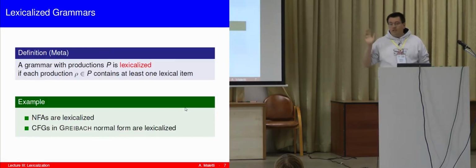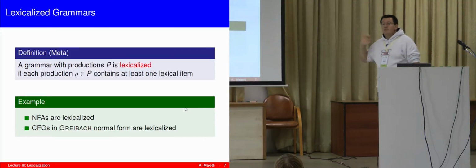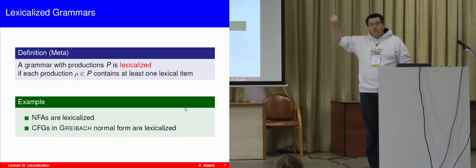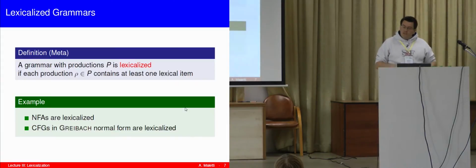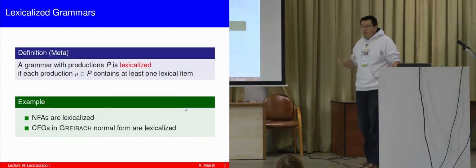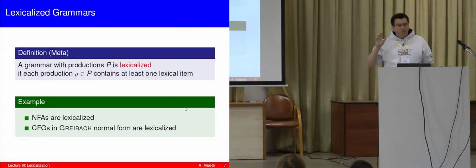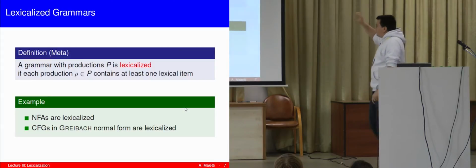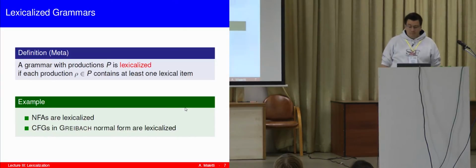So for example, you can immediately realize that non-deterministic finite automata, if they don't have epsilon transitions, then they are lexicalized, right? Because you always take one symbol and you transition to a new state. Each production looks like this. Or a context-free grammar, this need not be lexicalized, right? Because you allow productions like S goes to NP VP. There is no lexical material in this one. But if you have a context-free grammar in what is called Greibach normal form, then this is a lexicalized one. And if you don't remember what Greibach normal form was, you have a non-terminal that is developing into a terminal followed by a sequence of non-terminals. This is Greibach normal form. Okay.